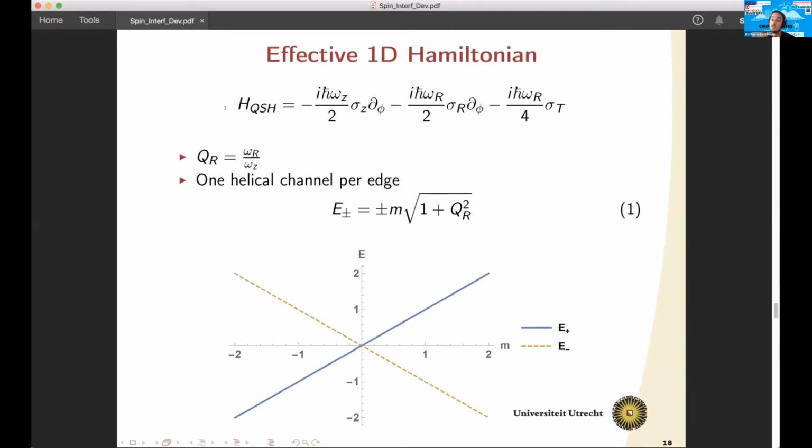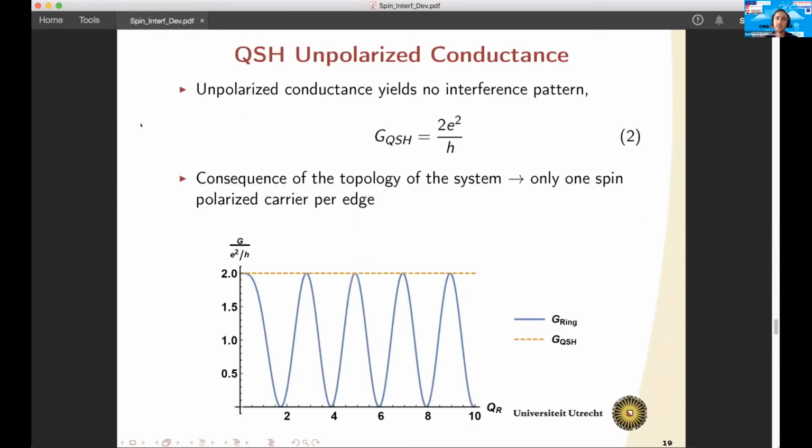Now, the main difference of these quantum spin Hall disks compared to the rings is that we now have only half of the carriers. So we will only have one clockwise mover and one counterclockwise mover, which will have to be the time reversal of one another. So the spin will be directed in one direction, and the other will have the spin directed in the opposite direction. This leads, however, to an unpolarized conductance, which passes through the disk, which is not modulated in any way, shape, or form by the Rashba coupling.